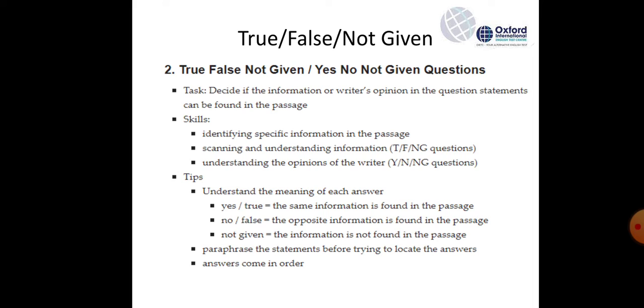So for the tips, I can tell you that understand the meaning of each answer, and yes or true means the same information is found in the passage. True, that is what I mentioned before. No or false means the opposite information is found in the passage. You can say false. And even if it is true, if it is not given in the passage, we can consider it as not given. Paraphrase. This is very important, you should not always think about the same sentence given ditto in the paragraph. They can ask you synonyms.